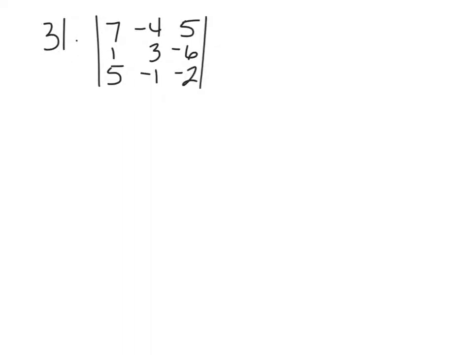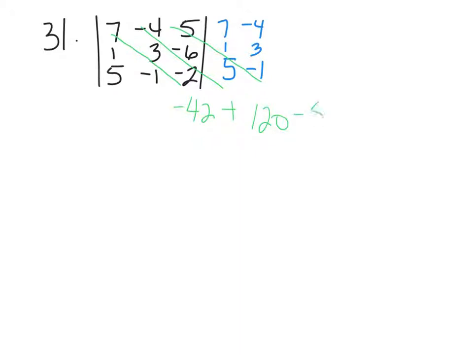On number 31, we're finding the value of the determinant, and we did number 30 using minors, so I said we do 31 using diagonals. So going south, 7 times 3 is 21, times negative 2 is negative 42. 4 times 6 is 24, times 5 is 120. And 5 times 1 is 5, times negative 1 is negative 5. So we got 73.